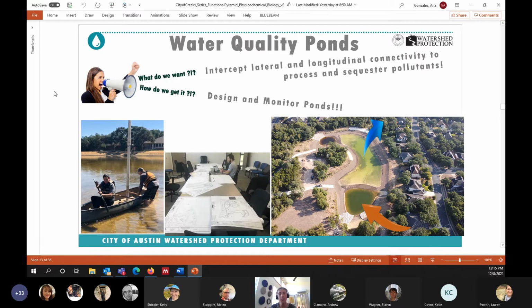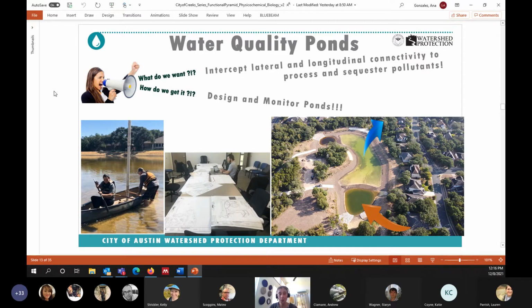One of the things we do as a department is require or build water quality ponds so that they intercept that lateral supply of nutrients to our streams and retain and process some of that. Not all of our water quality ponds do. Water quality ponds that are based on filtration don't do a whole lot on nutrients, but wet ponds do. They capture, process and retain the nitrogen and the phosphorus.